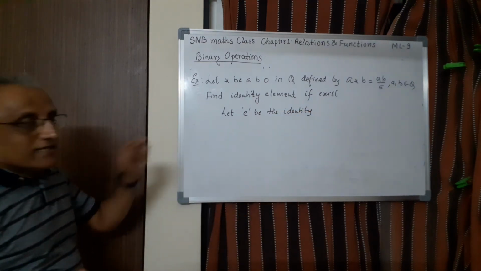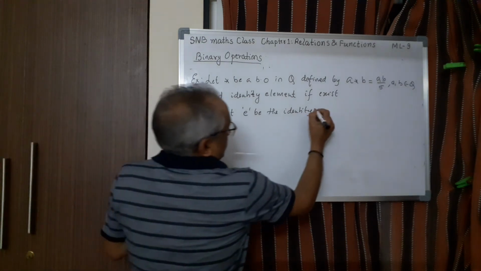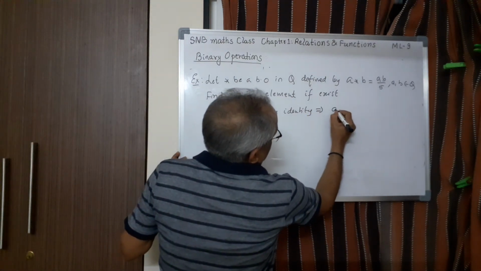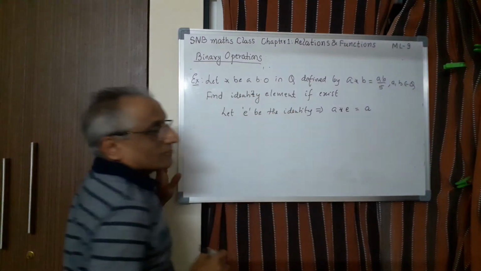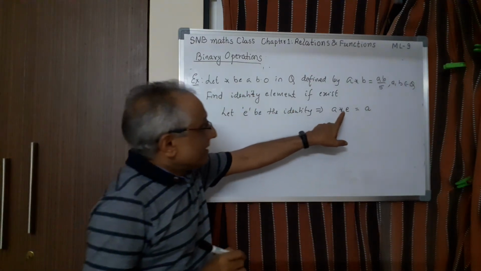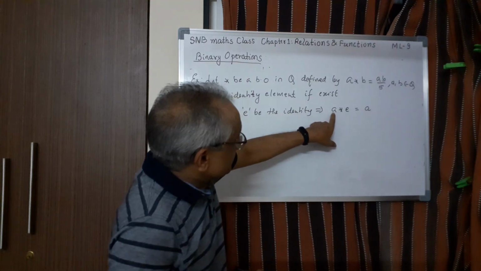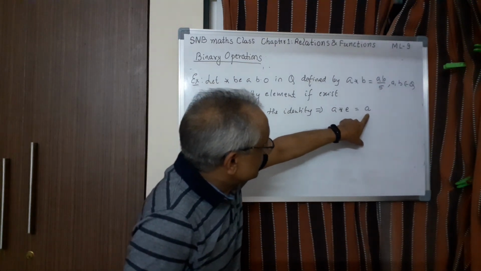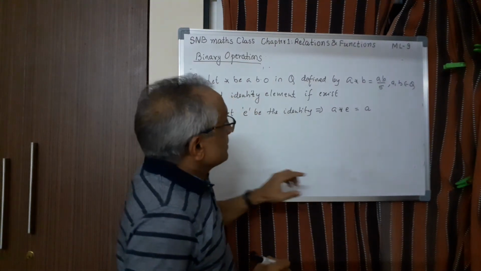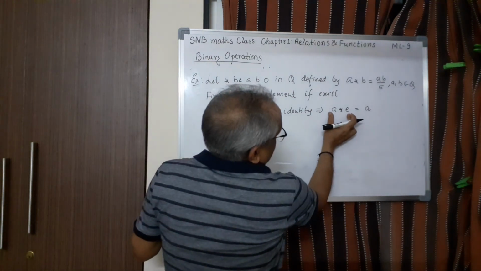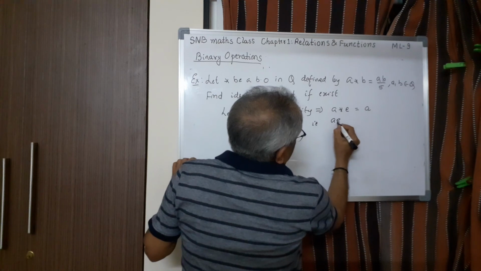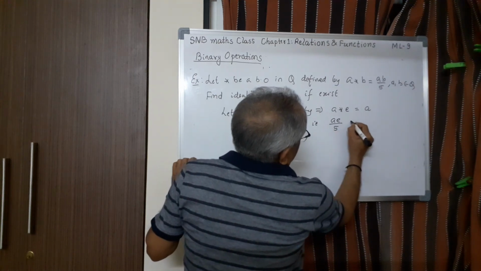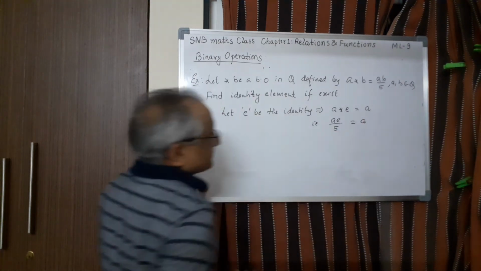So what should happen according to the definition? Then this implies A star E must be equal to A. So I made it very clear. Identity element, when it is operated with any other element, it will give you the same element A. Now apply the definition. What is A star E? A star E is A into E divided by 5, this equals A.